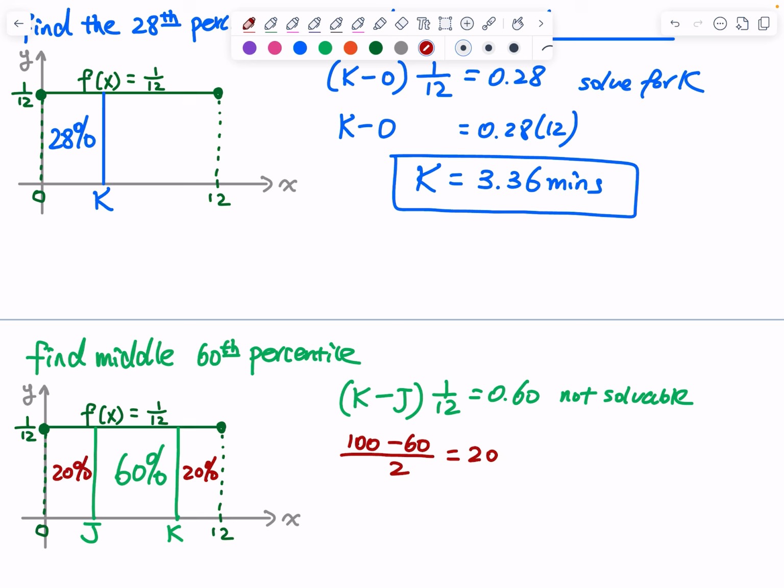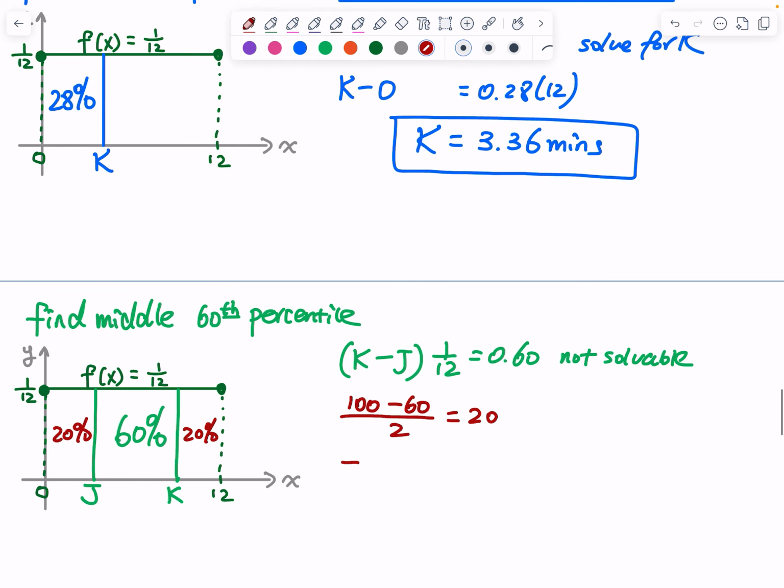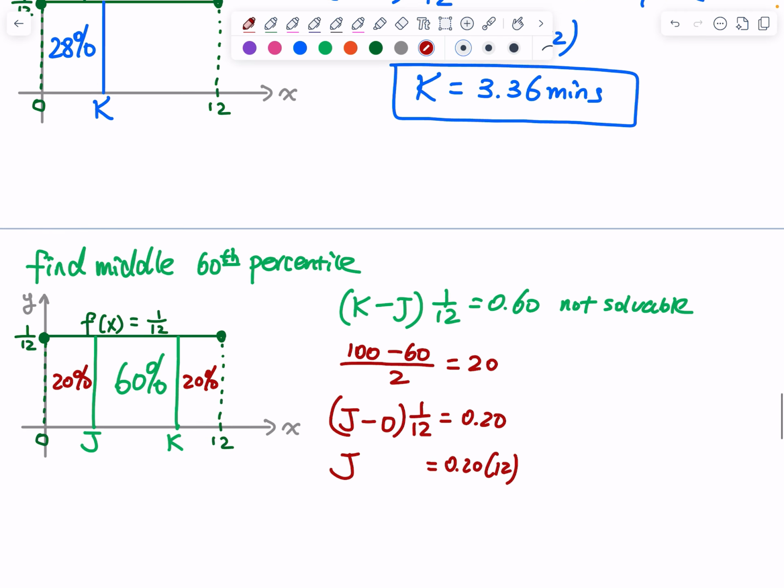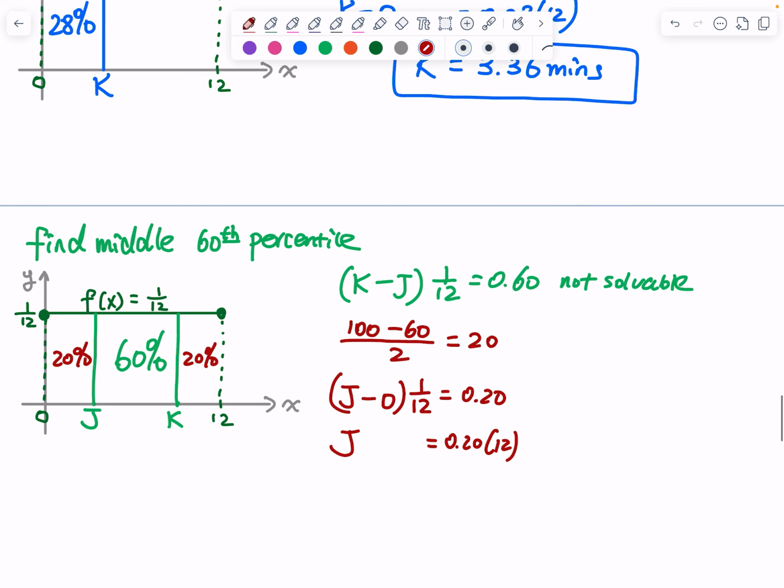Let's erase this percentage symbol, and then we can separate two equations, like J minus 0 multiplied by the PDF equals 0.20, and then J equals 0.20 times 12. 0.20 times 12 equals 2.4. Let me verify. 0.20 times 12 equals 2.4. So J equals 2.4 minutes.